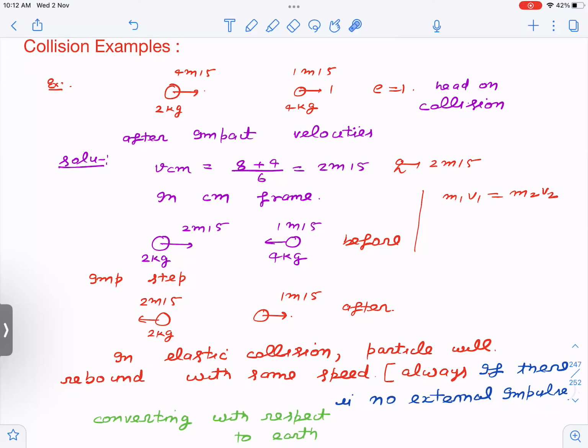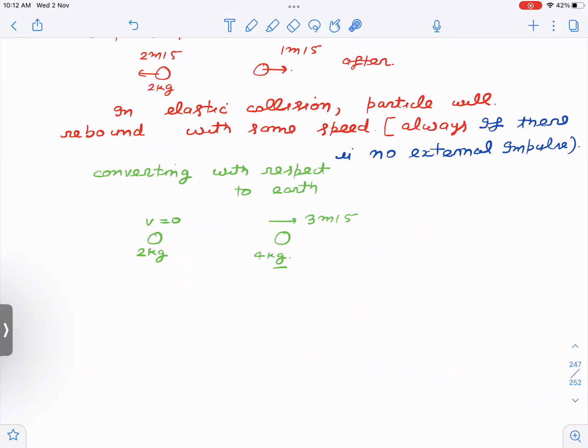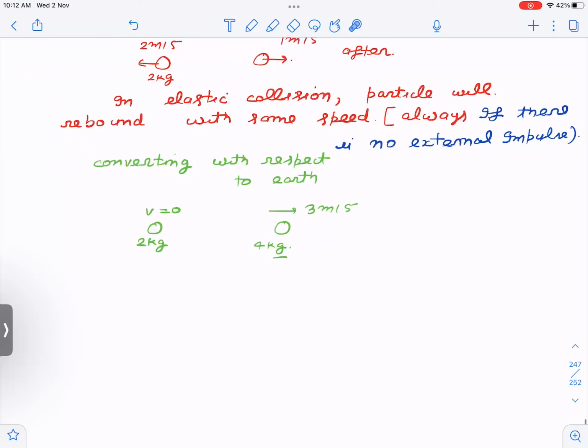Now, the moment you write this 2, 2, 1, 1, go back and convert with respect to the ground. So this is 2, add 2 and 2, 0 and 3. This is the answer, 0 and 3, right? Since I had to explain, I'm repeating, I had to write so many steps, but when you're solving an exam, you can do it directly in one line.